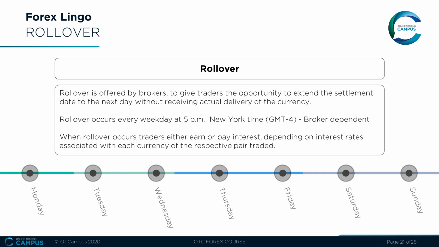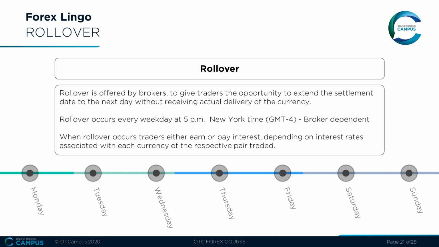Now let us talk a little bit about rollover. This will be the last key term we will learn for today. Rollover is offered by brokers to give us the opportunity to extend the settlement date to the next day without receiving actual delivery of the currency. Rollover occurs every weekday at 5 p.m. New York Eastern Time. And that's also broker dependent, so check that with your brokers. When rollover occurs, traders either earn or pay interest, depending on interest rates associated with each currency of the respective pair traded.